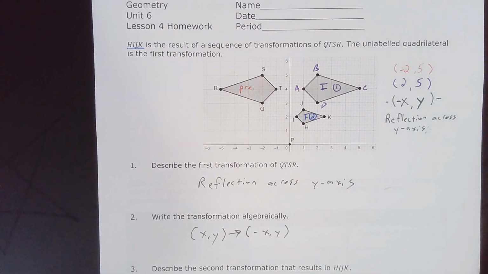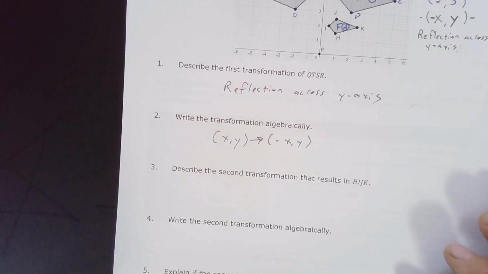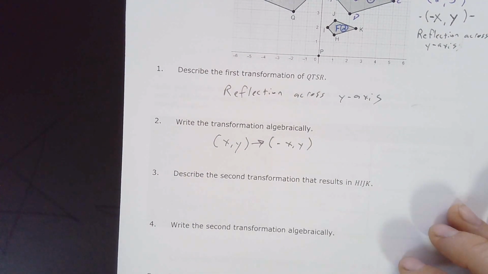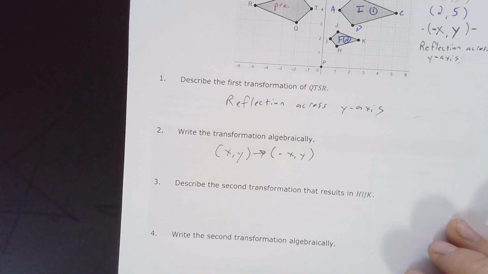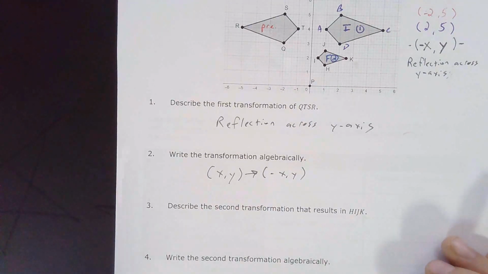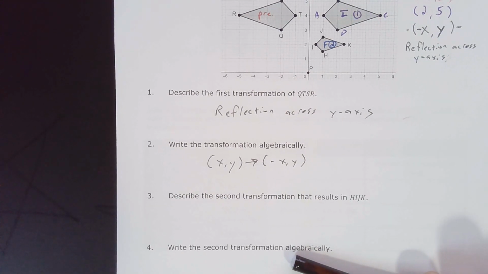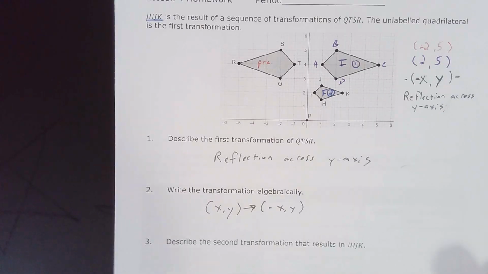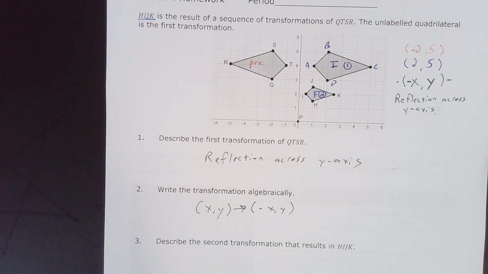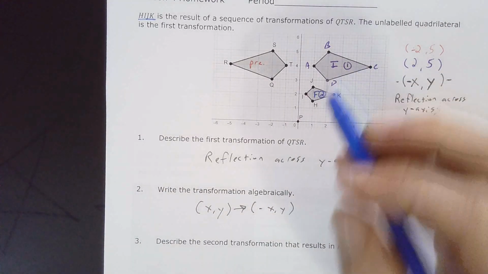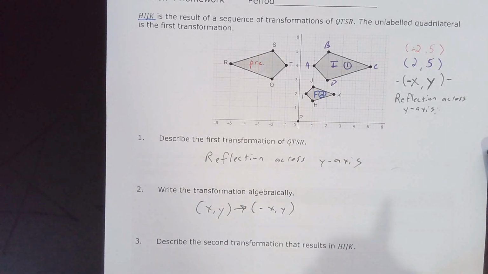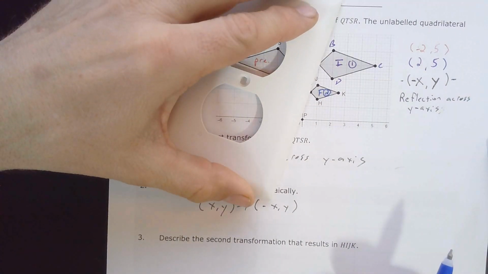That's the first one, already answered. Okay, so now the second transformation is, well, what is it? It's a dilation. But it's asking me algebraically. So what do I need? I need to know what the scale factor is. So I could figure that out. Well, first let me see if it is at the origin.